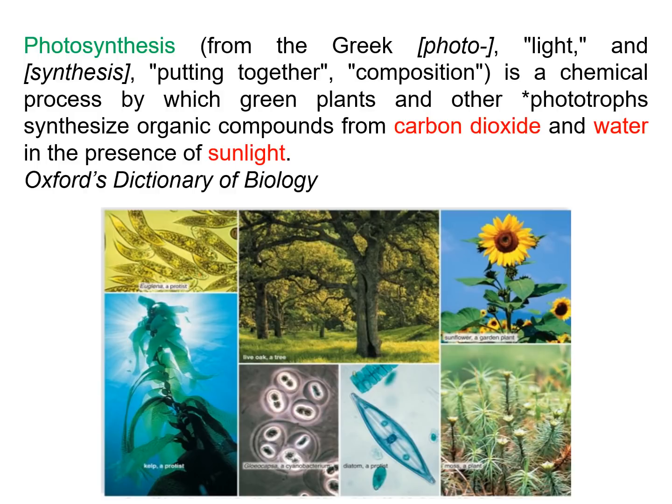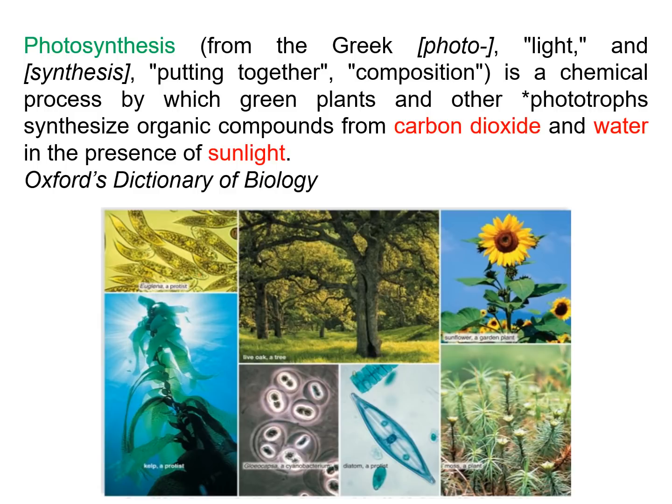According to the Oxford Dictionary of Biology, photosynthesis can be defined as: photo is light and synthesis means putting together or compose. Therefore, light putting together is a chemical process by which green plants and other phototrophs synthesize organic compounds from carbon dioxide and water in the presence of sunlight.